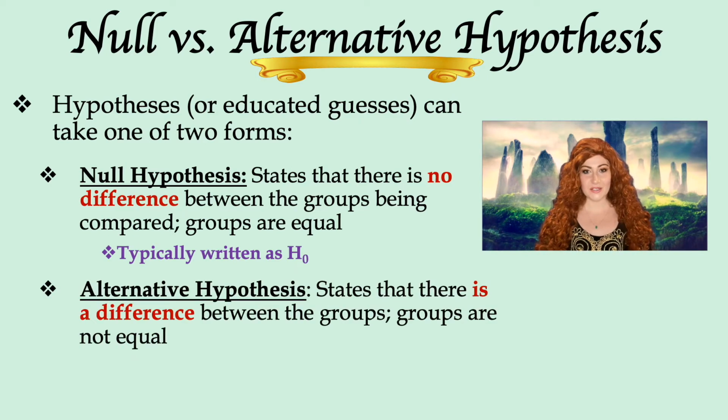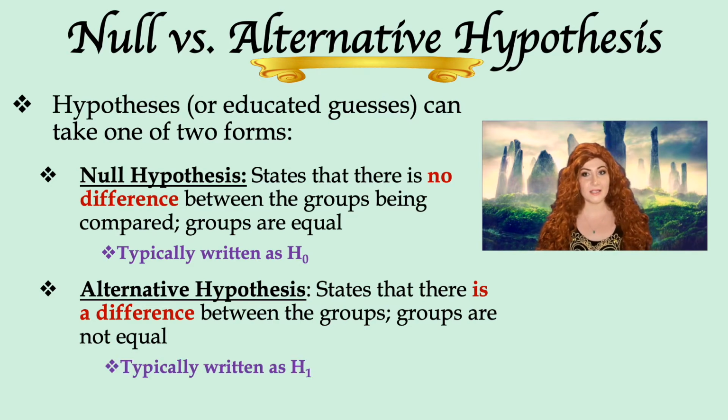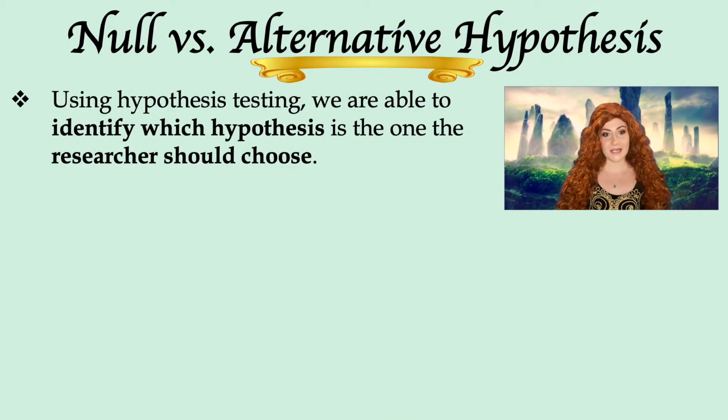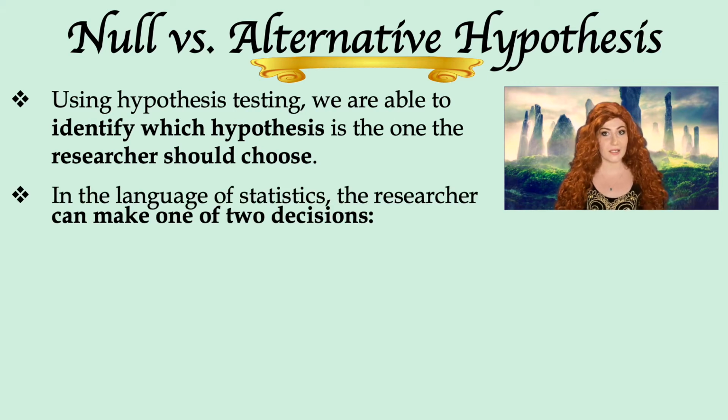The other type of hypothesis you can have is an alternative. So the alternative hypothesis states that there is a difference between the groups, therefore the groups are not equal. And that is illustrated by H with a subscript of 1. So essentially, null hypothesis is H sub 0, alternative hypothesis is H sub 1. Null hypothesis says there's no difference between the groups. Alternative hypothesis says that there is a difference between the groups. So using hypothesis testing, we're able to identify which hypothesis is the one that the researcher should choose, right? Essentially, which is the correct answer to our research question.